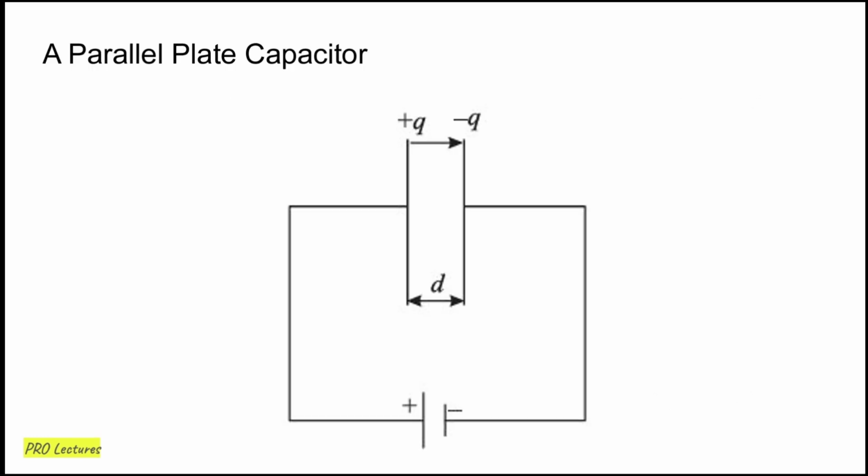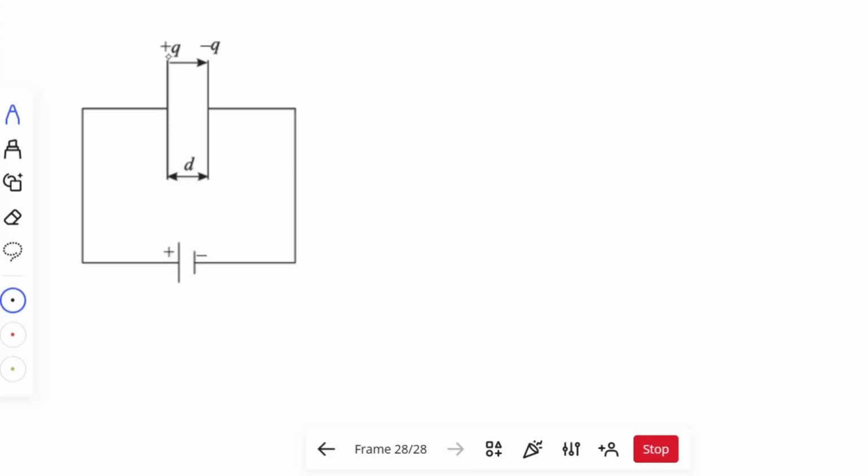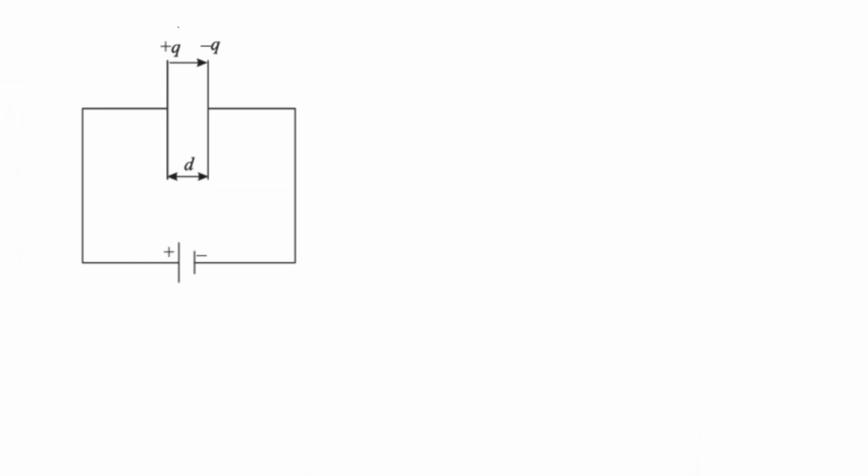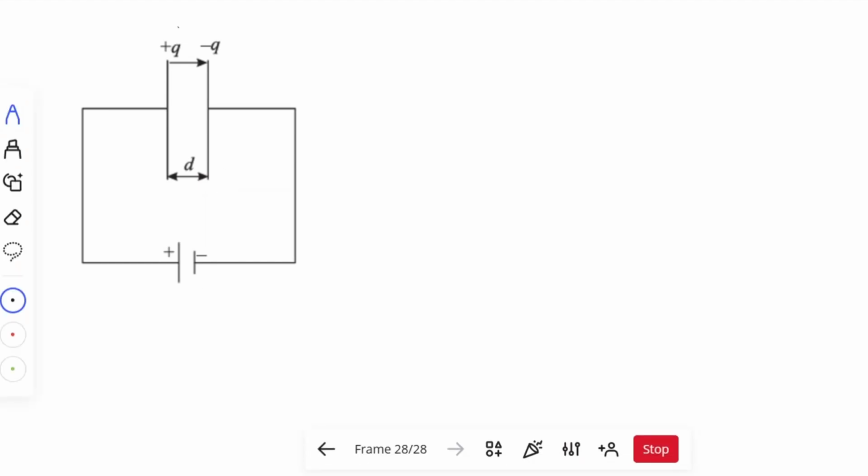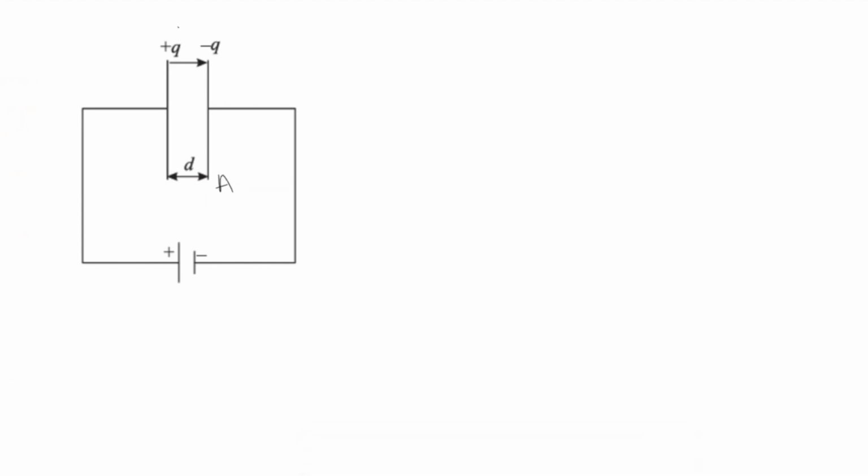Let's now consider a parallel plate capacitor, one of the simplest types of capacitor. It consists of two parallel metallic plates, each of area A, separated by a small distance t. An insulating medium like air, paper, mica, glass, etc. separates the plates. The plates are connected to the terminals of the battery. Suppose this plate acquires charge plus Q and this plate acquires charge minus Q when the capacitor is fully charged. The area of both the plates is A. These charges set up a uniform electric field between these plates.